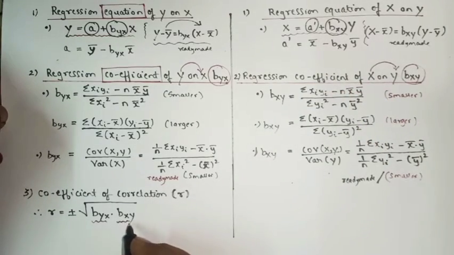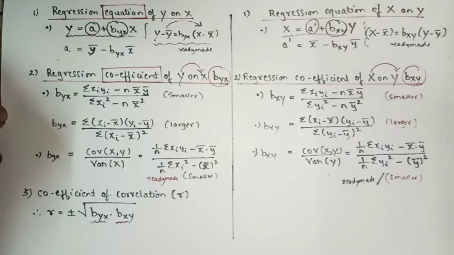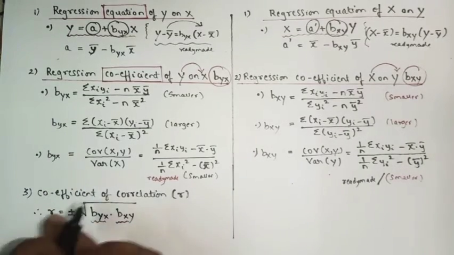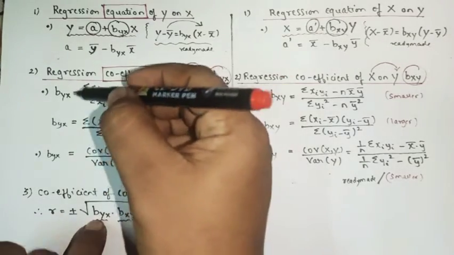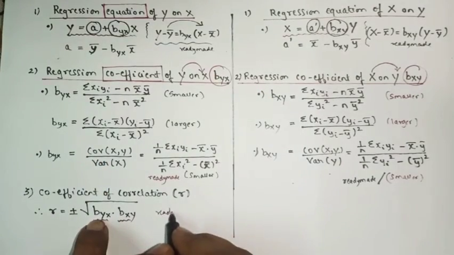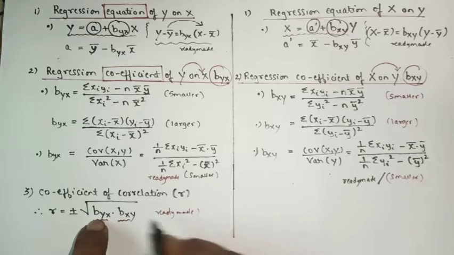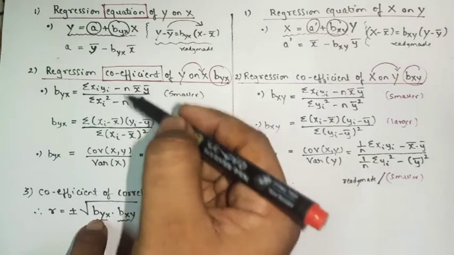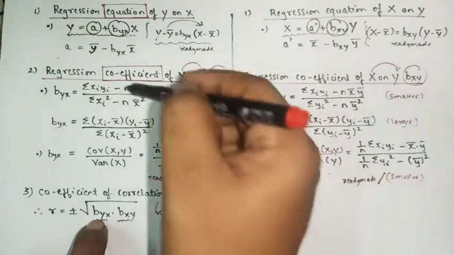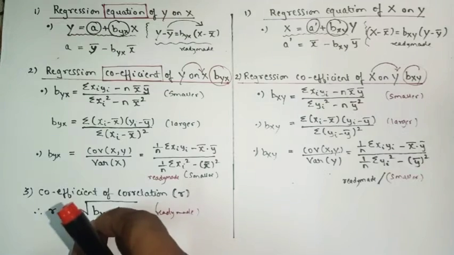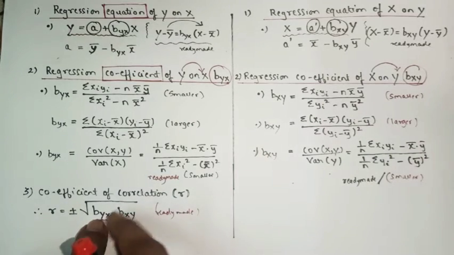And bxy also by using three formulas. So basically this third formula you will apply when you have the ready-made values of byx or bxy, or else after solving this part you will get the answer. Substitute the values of byx and bxy, and you will get the answer.